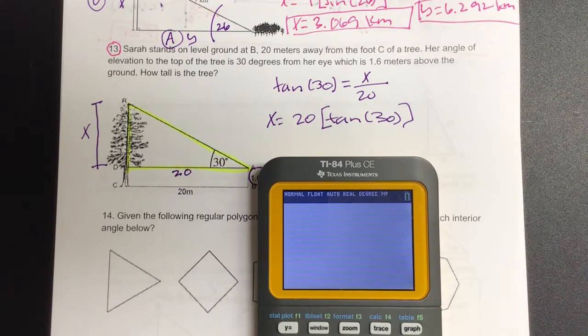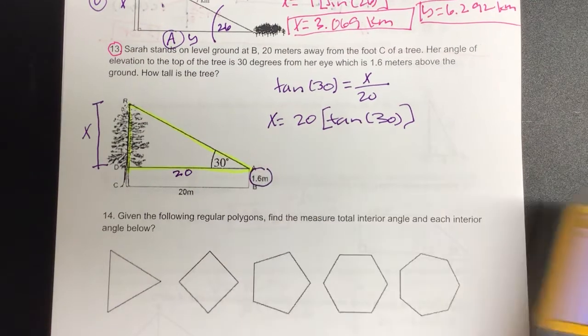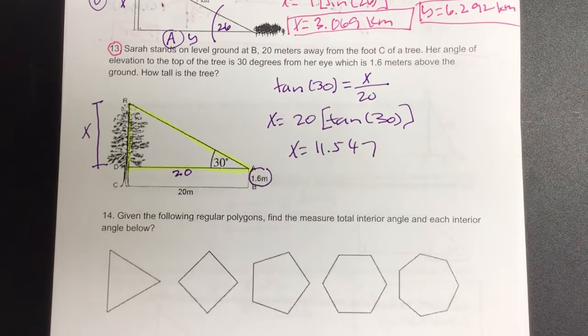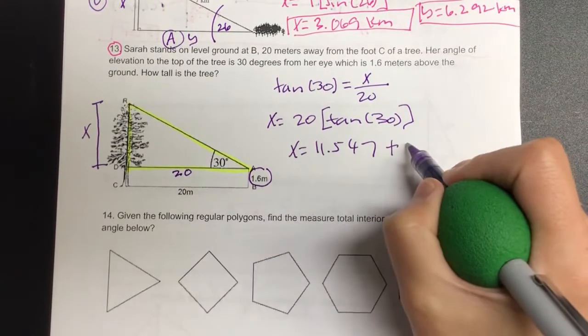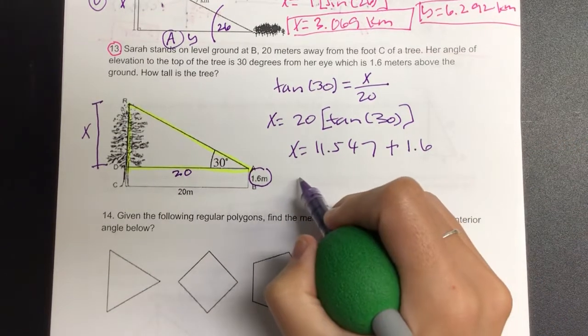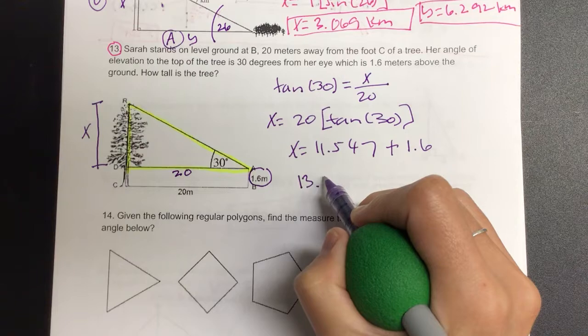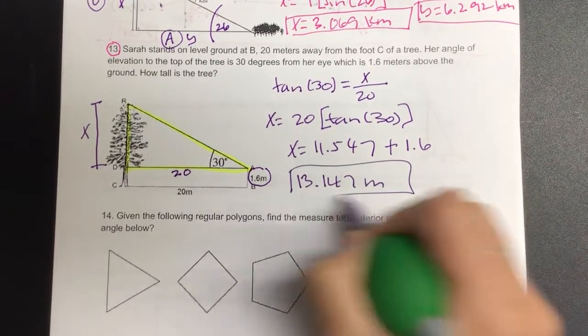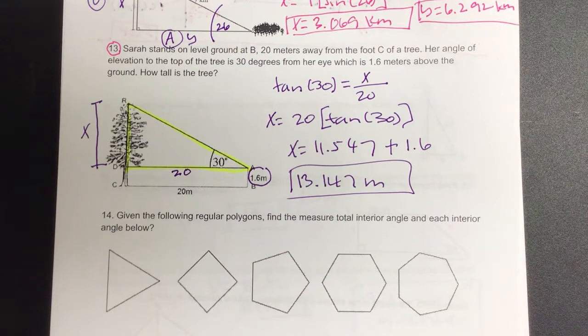Let's see what that's going to give us. Okay, what is this to the 3 decimal places? 11.547. Very good. And then we need to add on to what? 1.6. And how many will the tree be? 13.147, and it's in meters. All right, let's go to number 16.